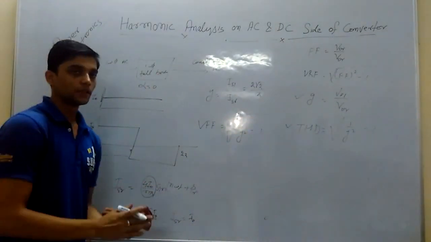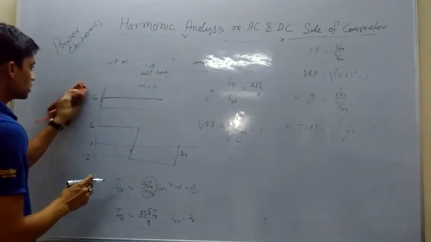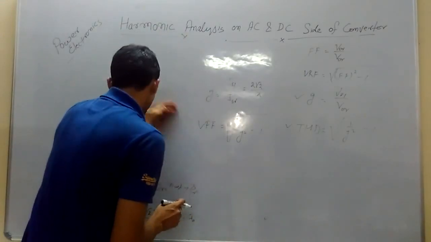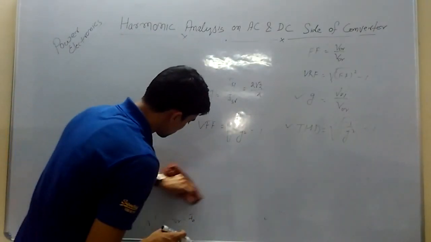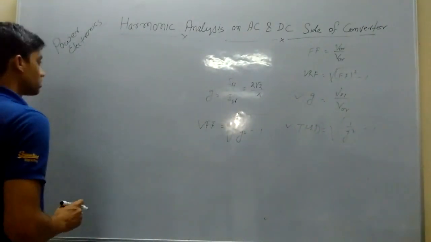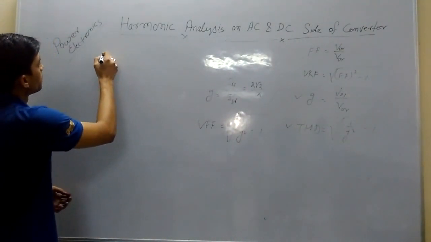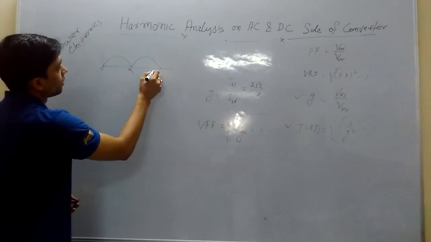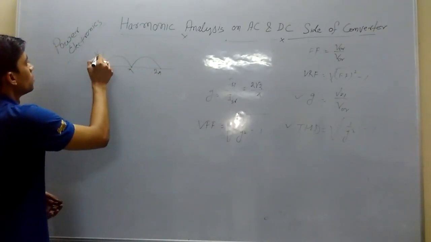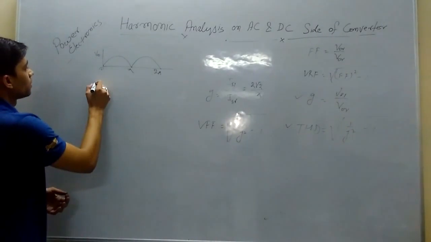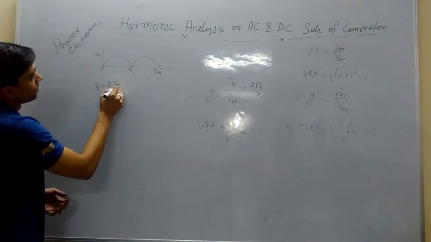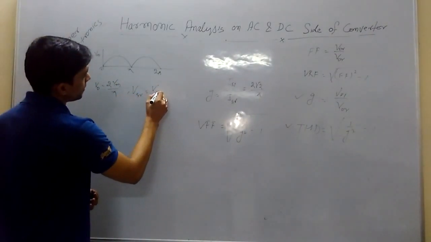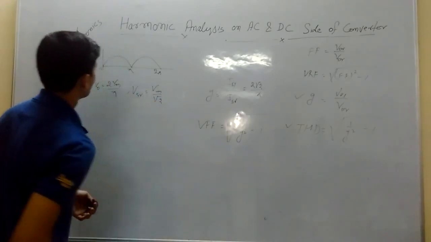Now coming to the DC side of the single phase full bridge rectifier, you need to calculate the form factor as well as the voltage ripple factor. For a single phase full bridge rectifier, the output voltage is with 2 pulses, 0, pi, 2 pi. This is the output voltage V0. The average output voltage V0 equals 2 Vm by pi. And the RMS value of the output voltage equals Vm by root 2.